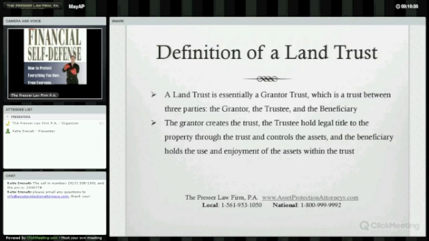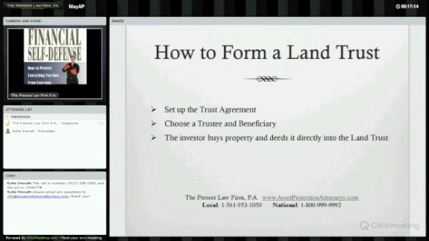So in any type of trust, including a land trust, you always have three parties: the settlor or grantor, the person starting the trust; the trustee, the one who holds legal title to the asset; and the beneficiary, the one who benefits from the asset. And the grantor essentially creates the trust, and the trustee holds that legal title to the property, because in this case we're talking about a land trust, so there's real estate in it. And they do it through the trust, and they actually control the assets. And the beneficiary really just holds the use and enjoyment of the asset within the trust. So, the three parties: you have the person setting up the trust, the person who kind of watches over the trust and holds legal title, and then you have the beneficiary, the person who benefits from the trust.